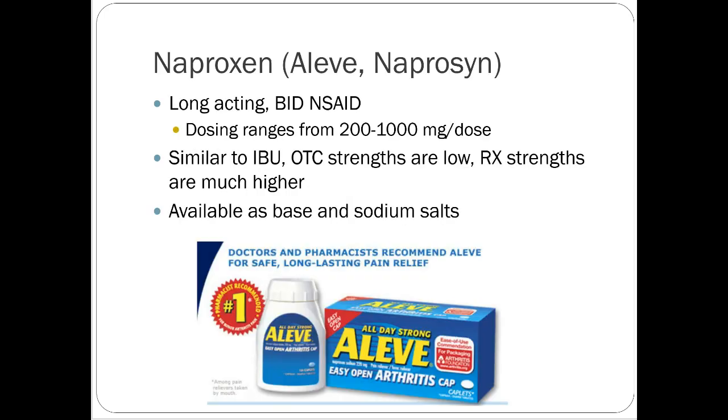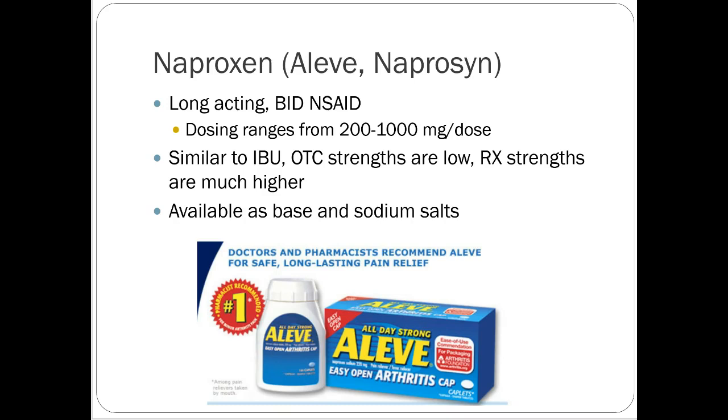Naproxen, again, another great NSAID to try. This one's twice daily dosed, which makes it a little bit advantageous for those osteoarthritis patients that are taking NSAIDs regularly, or anyone who just wants a more sustained effect. They are a kind of similar dosing strategy. The over-the-counter stuff is a little bit lower than the prescription, and there's some different salt combinations.